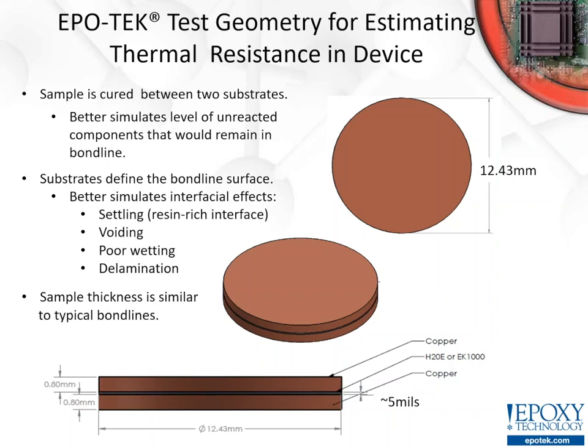This type of simulation better shows settling, voiding, wetting, delamination, and the sample thickness is very similar to what you actually see in a bond line. In fact, 5 mils is a little larger than some bond lines, smaller than others, but nowhere near the 12 mil that is of a typical sample.